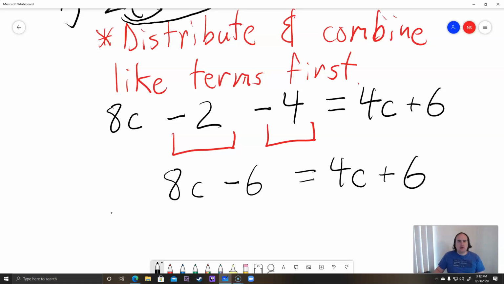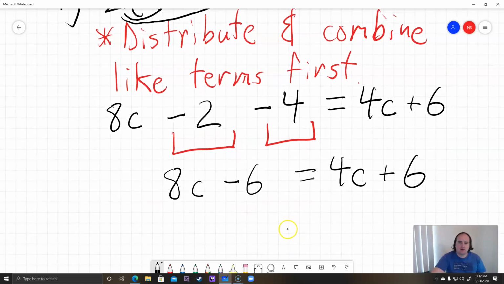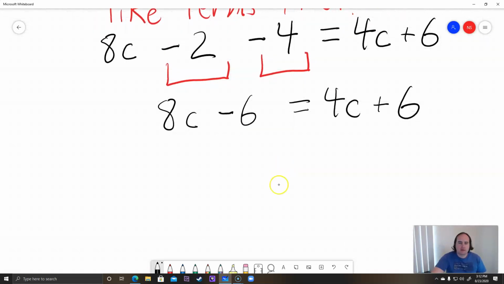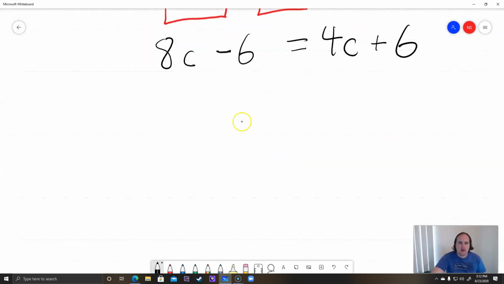Then from here, we actually have to pick a side and isolate the variable. The problem with this equation right now is we have the variable c on both sides. But we're going to have to get rid of it on one side or another. And I recommend for most of you that you get rid of whatever coefficient is smaller. So here I would recommend that you get rid of the 4c because 4 is a smaller coefficient than 8c.